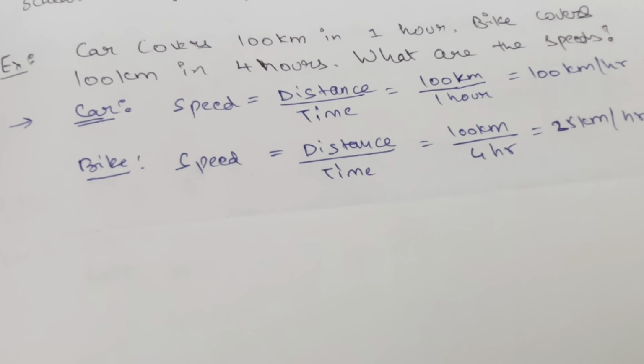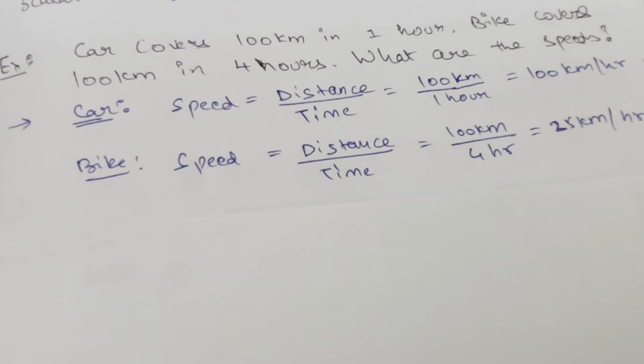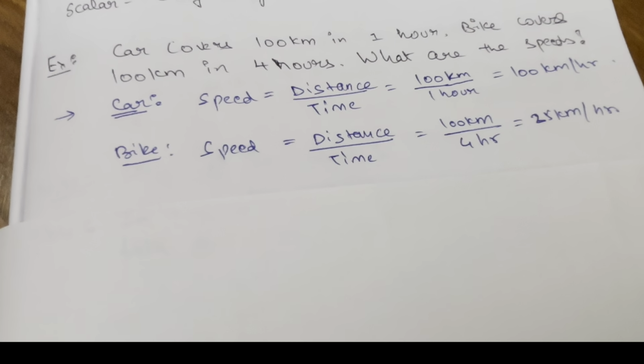So back to our example, car covers 100 kilometers in 1 hour and bike covers 100 kilometers in 4 hours. What are the speeds? So we'll calculate speed using distance over time. For car, the distance is 100 kilometers and time is 1 hour. So it's 100 kilometers per hour. For bike, the distance is still the same 100 kilometers, but the time becomes 4 hours. So it's 100 by 4, which is 25 kilometers per hour.